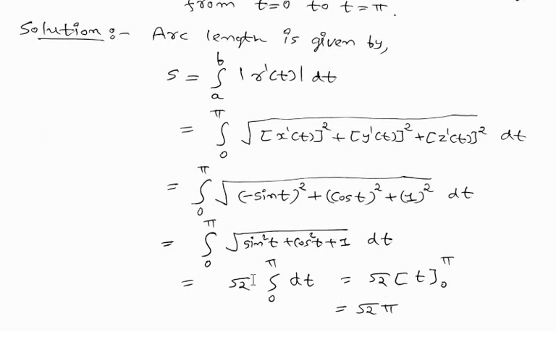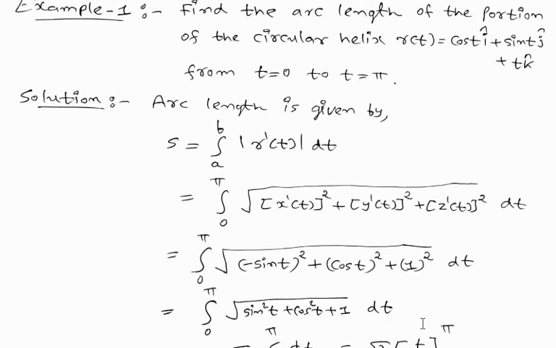So square root of 2 is a constant value, and that will stay as it is, and the integration from 0 to pi dt. Now the integration of 1 with respect to t is t, and the upper limit is pi and the lower limit is 0, so it will become pi minus 0, which is pi, and pi multiplied by root 2 gives root 2 pi. So this is the required arc length, right?